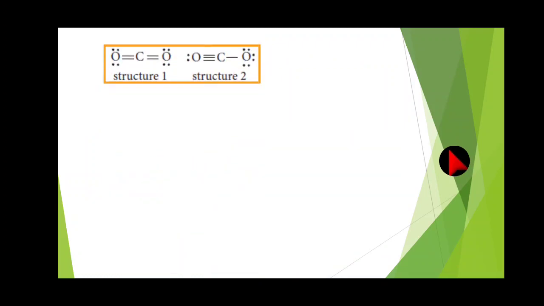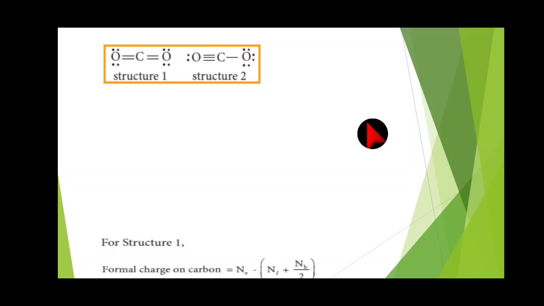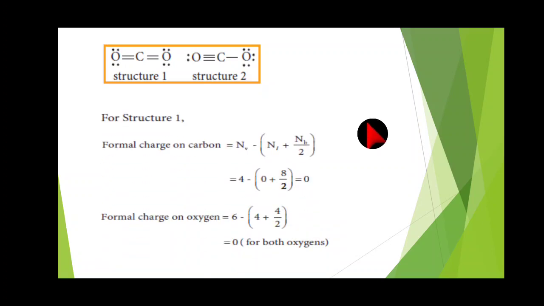So by this we can calculate the formal charge, between the two structures, structure 1 and structure 2. Which one is preferred? We have to check it. For structure 1, we can calculate the formal charge on the carbon. One formula we use: NV minus, then in brackets we write NL plus NB by 2. This formula we can use for finding the formal charge of the carbon for structure 1.